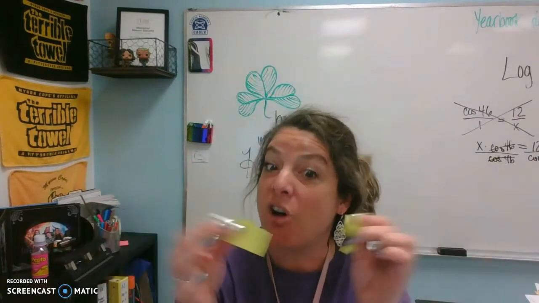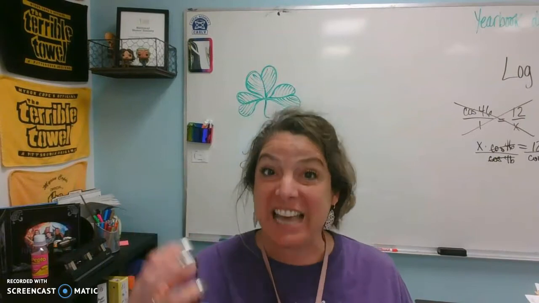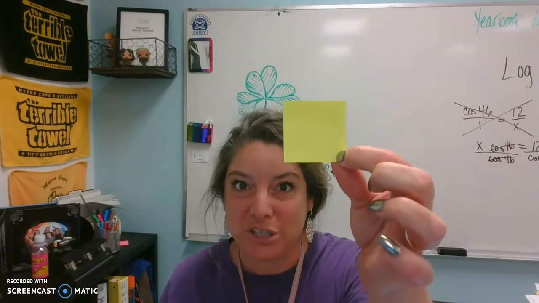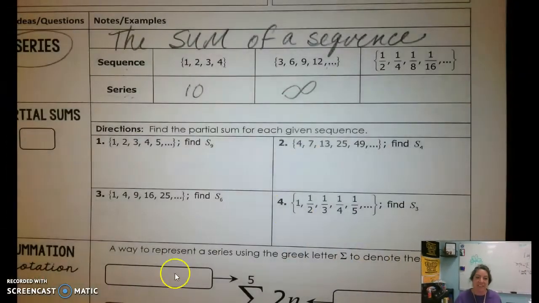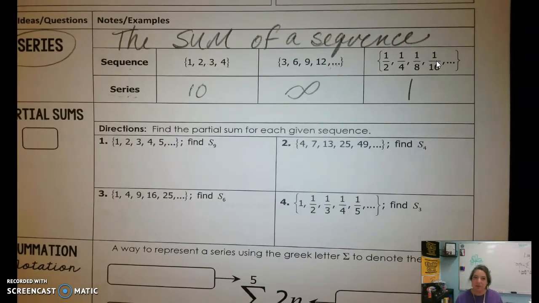So when I go to add all of those pieces back together, what happens is that we say it converges to that one Post-it note, okay? And so this particular sequence, 1/2, 1/4, 1/8, and 1/16, this actually converges and it adds to be a 1, okay?